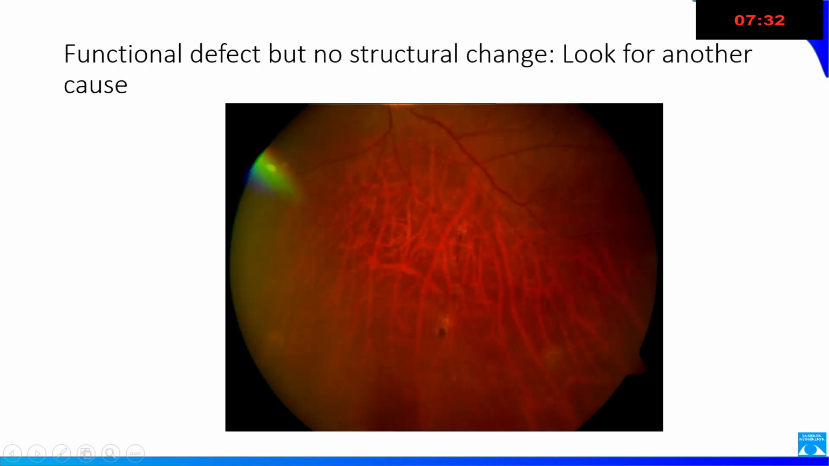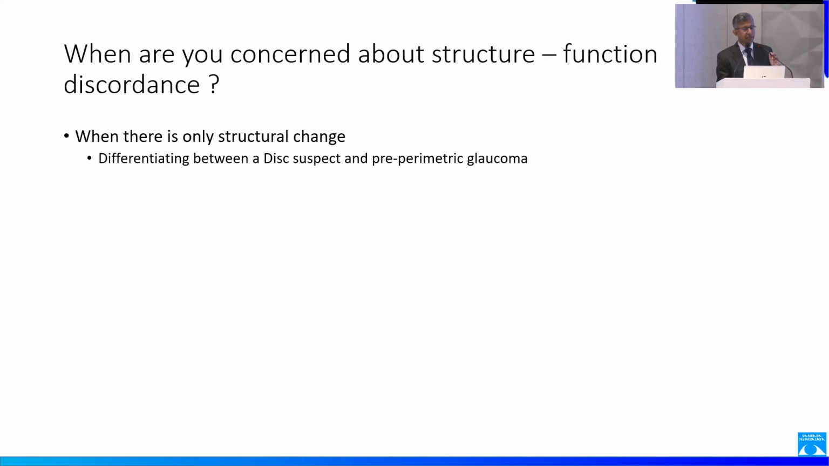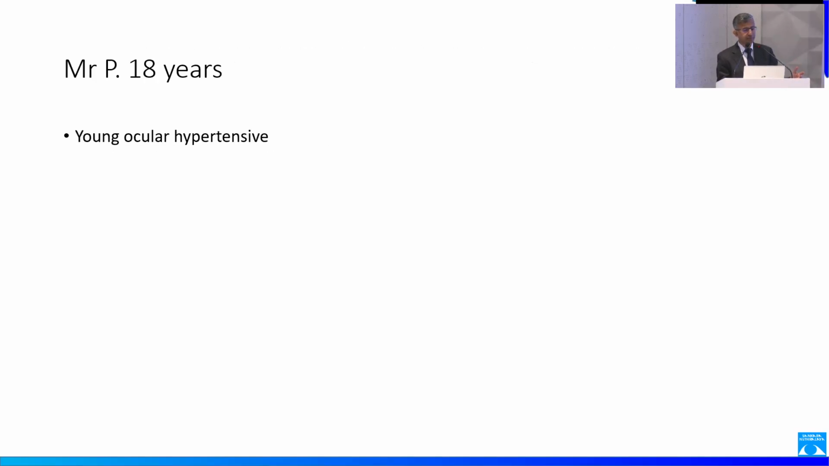So a normal-looking disc with a definite visual field defect means you have to do a clinical exam and look for any other cause, whether it's on the retina or in the neurological pathway. That's something that we need to rule out. So why are we then concerned about structure-function deficit? Because one of the problems that we often face is there's only structural change, and you need to differentiate between a disc suspect and a preperimetric glaucoma. So I'm going to walk you through a few examples on this.